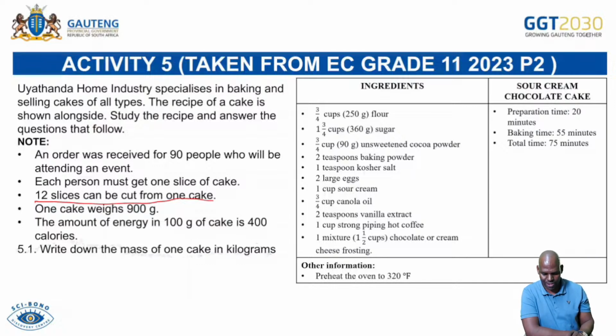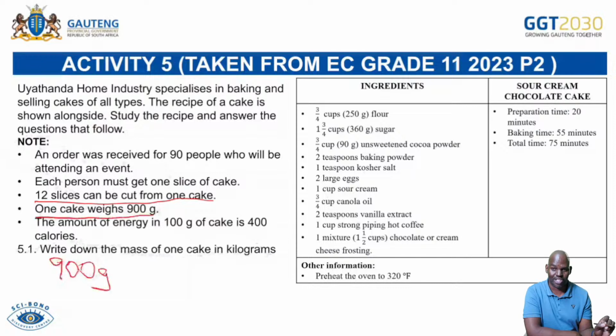Are we given that information? Is the information in the table? No, the information is actually under the note, where they say 1 cake weighs 900 grams. So we need to convert 900 grams to kilograms. The conversion factor between a kilogram and a gram is 1000. What do you do with the 1000? If you want to convert from kilograms to grams, you multiply by 1000. But if you want to convert from grams to kilograms, you divide by 1000.